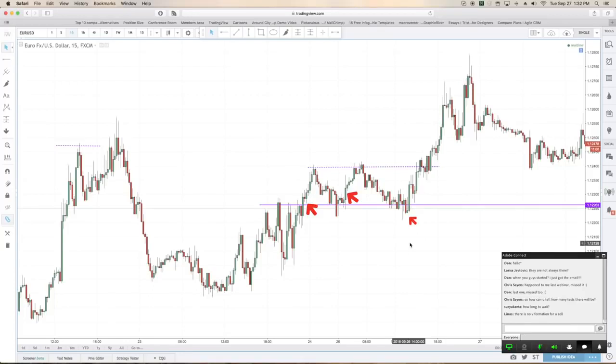There's no V formation for a sell. Sell from where, Linus? Surya Kanta, how long to wait? If you're in the buy, you mean? How long do you want to wait? Well, once you're in the trade, you're going to have to ride it all the way to the top of the range, which is where you make your next decision.